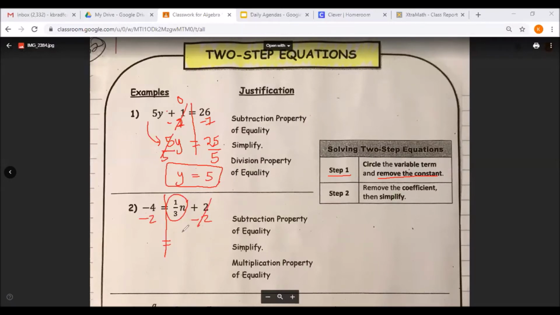Then next thing I do is simplify and rewrite everything. So what is -4 plus -2? That's going to give us -6. And now we need to cancel out that 1/3. Okay, so Aaliyah, how do I cancel out the 1/3? You have to divide. Okay, and what would I divide by? 3/1.